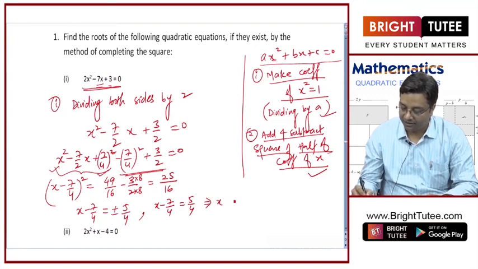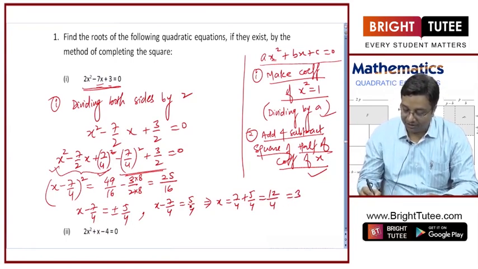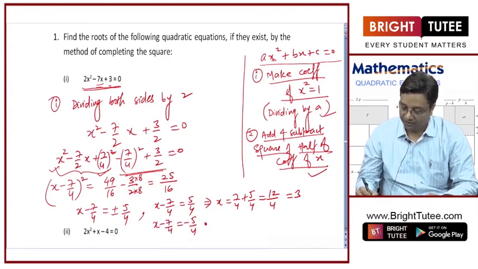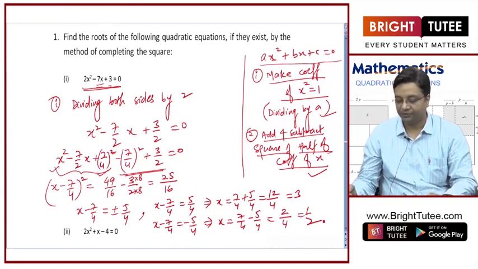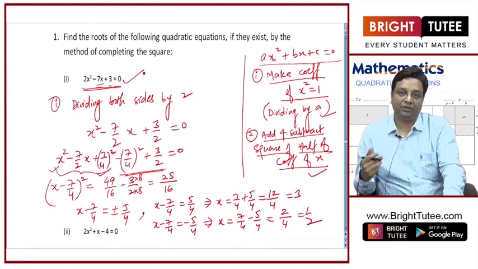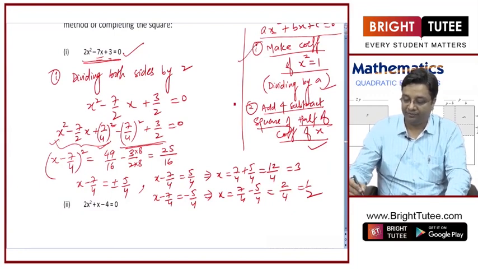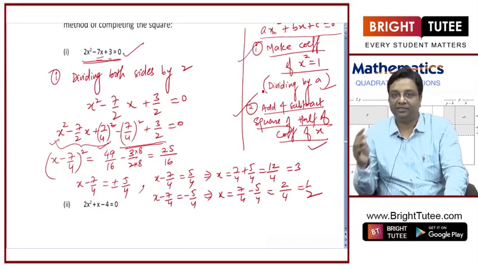which will mean x is equal to 7 by 4 plus 5 by 4, which is equal to 12 by 4, hence 3. Okay. In the next case, if I consider the negative sign here, x minus 7 by 4 equal to minus 5 by 4. So x will be equal to 7 by 4 minus 5 by 4, which is equal to 2 by 4, hence 1 by 2. So these are the roots I got by the completing the square method, which was nothing but these two steps, right? Making the coefficient of x square equal to 1, then adding and subtracting the square of half of the coefficient of x.